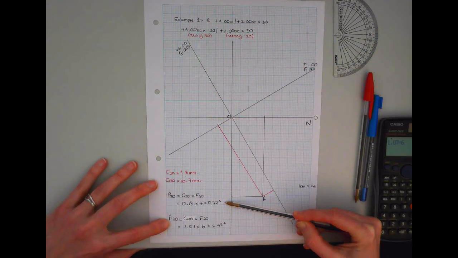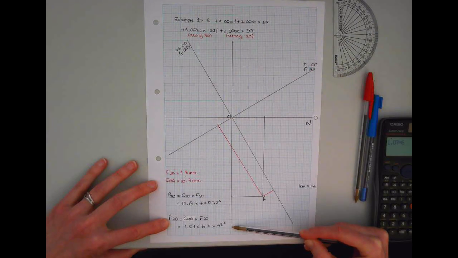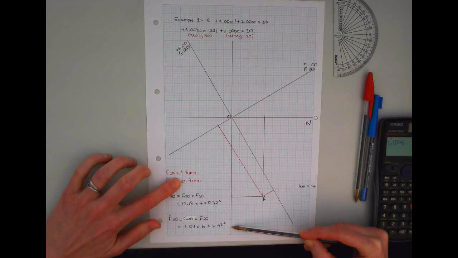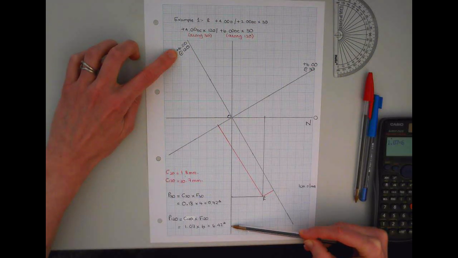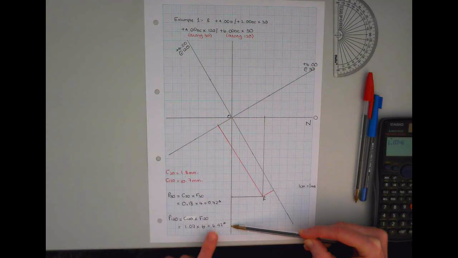For P120, using the decentration along this 120 meridian, we found 1.07 centimeters or 10.7 millimeters, and the power is +6 diopters. And when we times those together, using our decentration in centimeters, we get 6.42 prism diopters.